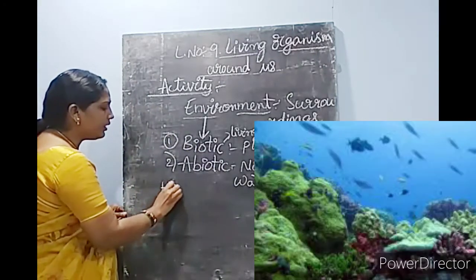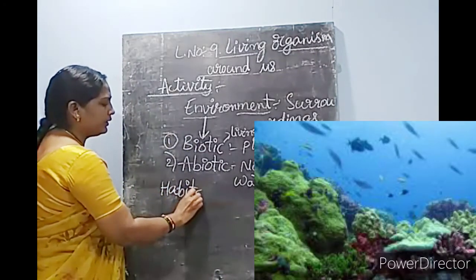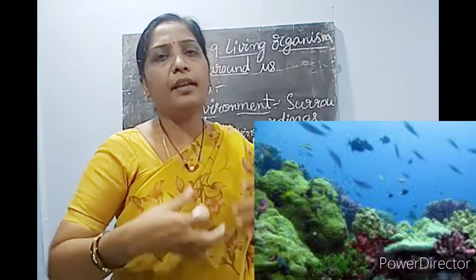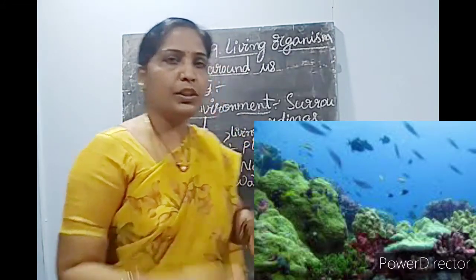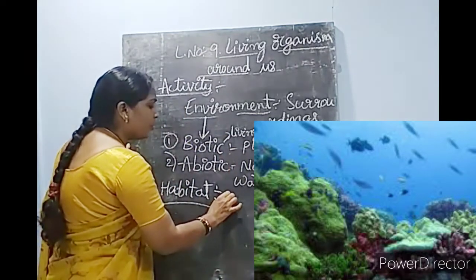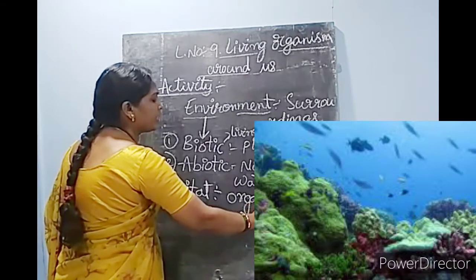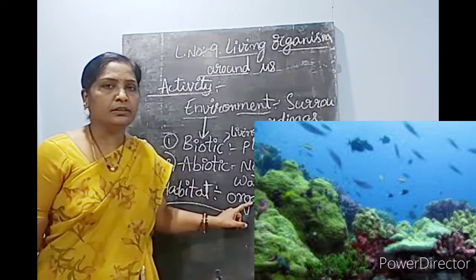Then what is the meaning of a habitat? Habitat means the place where the animals, the living organisms, are living. Actually, where they can live. So the habitat means where the different organisms are living.